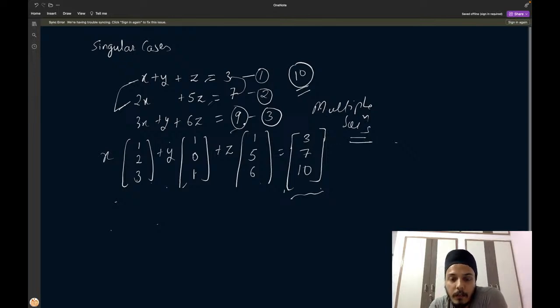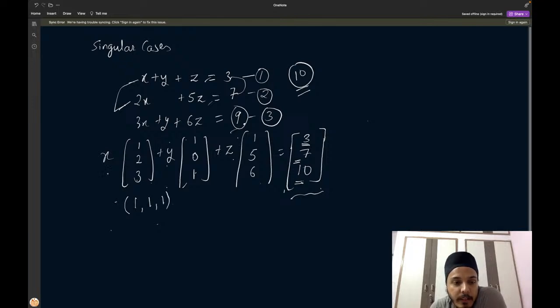Let us continue with this case of 3, 7 and 10. What we see here is that if x is equal to 1, y is equal to 1, and z is equal to 1, then 1 plus 1 plus 1 gives us 3, 2 plus 5 gives us 7, and 3 plus 1 plus 6 will give us 10. So our solution for b equals 3, 7 and 10 is nothing but 1, 1, 1.